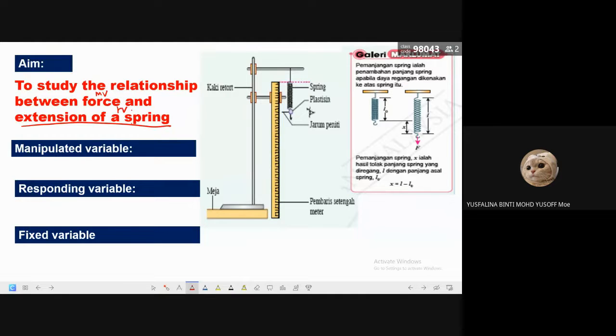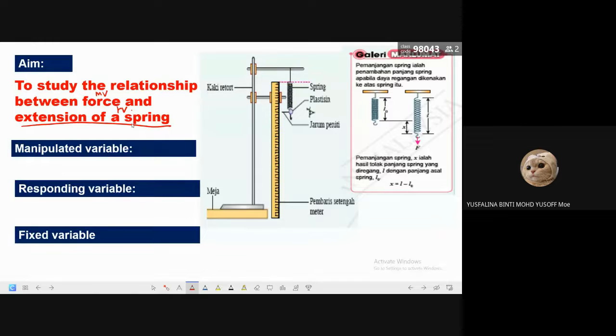So you need to know how to write your inference, your hypothesis, and also how to write your aim for each experiment. Last year, the instructions were already given, and they only asked for the result and the graph. But for this year, we are not sure. So we have to remember all the experiments.